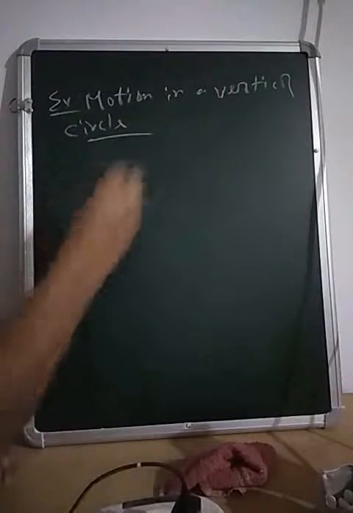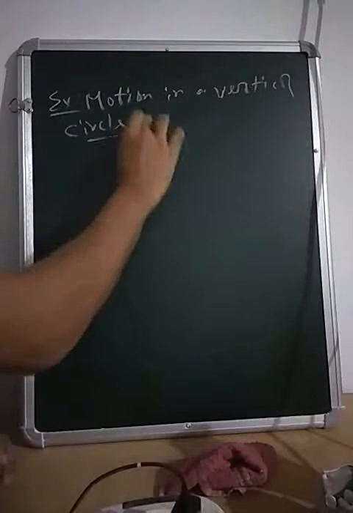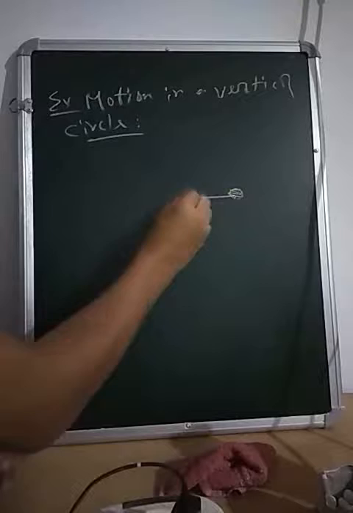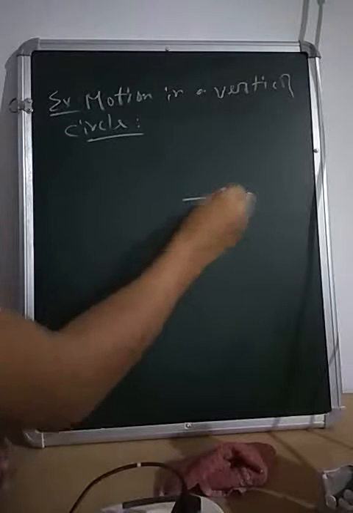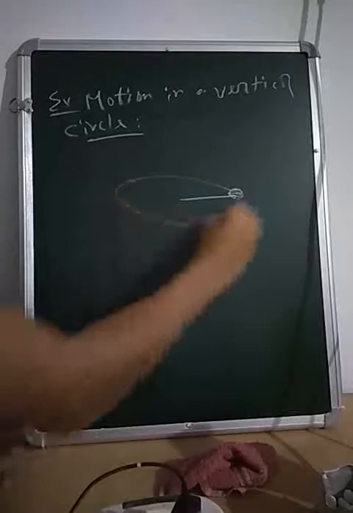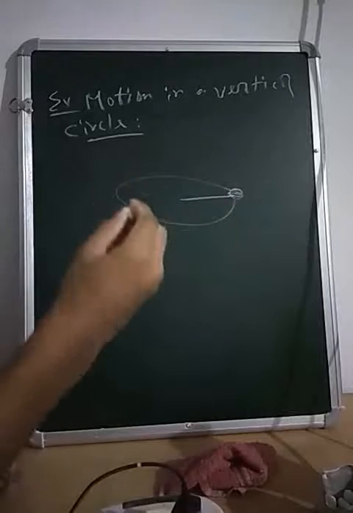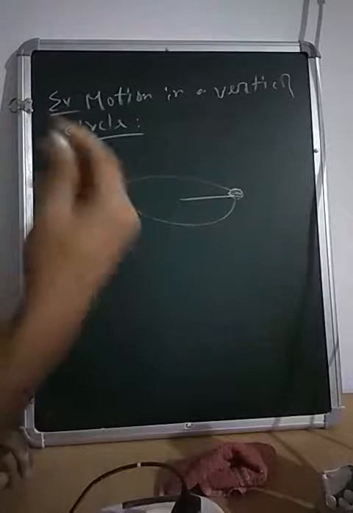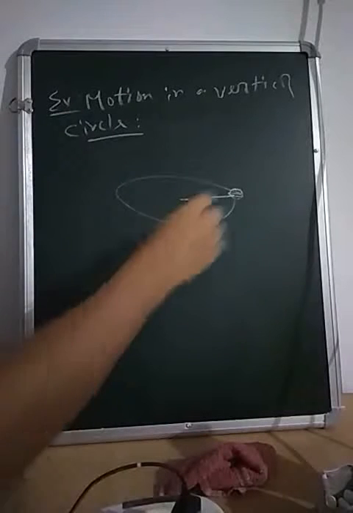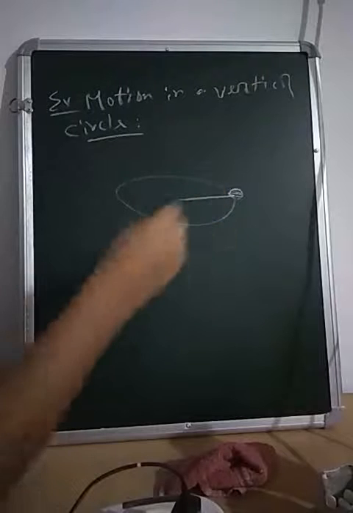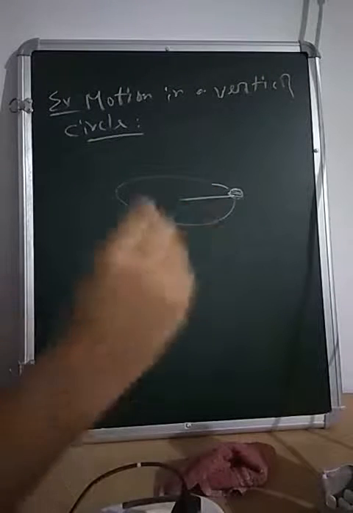In the earlier case, I gave an example: suppose you have tied up a stone with a rope or string and rotate it. Earlier example was for vertical. Rotate the stone in a vertical circle. Okay. Sorry. In that example, we rotated the stone horizontally.